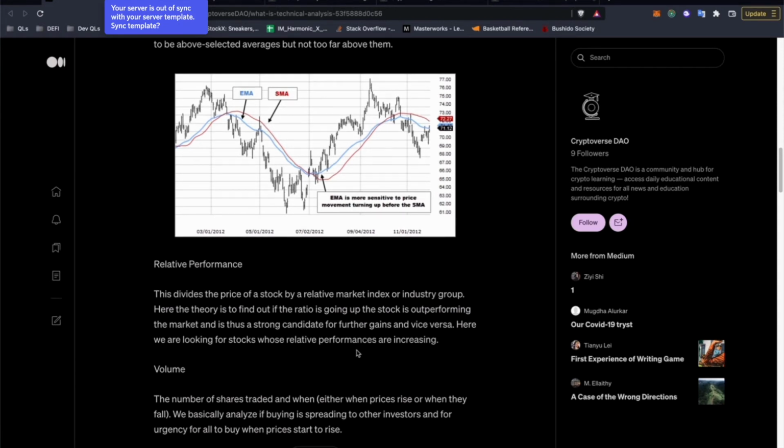This divides the price of a stock by a relative market index or industry group. Here's the theory: if the ratio is going up, the stock is outperforming the market, and is thus a strong candidate for further gains, and vice versa. Here we are looking for stocks whose relative performances are increasing.